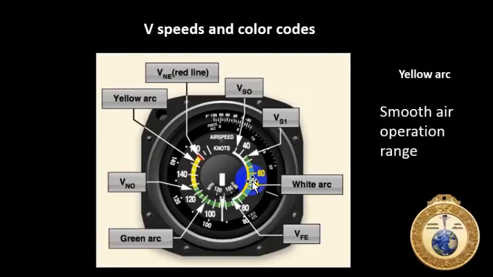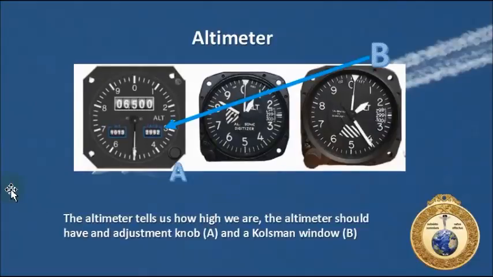The yellow arc is the smooth air operation range. We cannot be in this speed regime unless we're in smooth air, so we definitely don't want to be there in turbulence. And then our red radial line is the never exceed speed, VNE. Never exceed velocity. So think of the velocity as V, and you'd be okay.